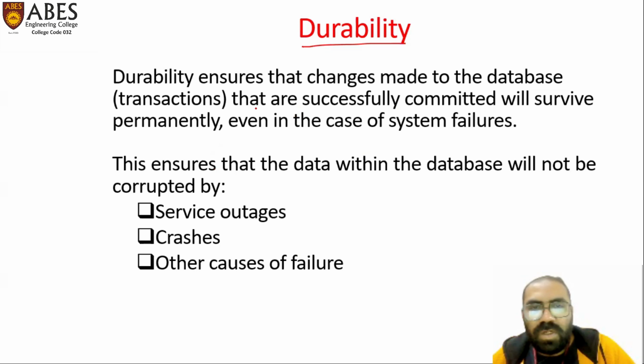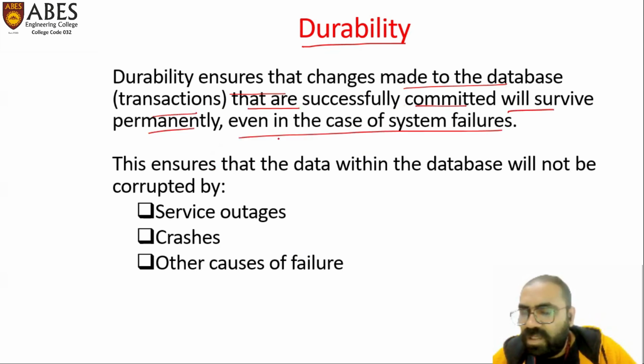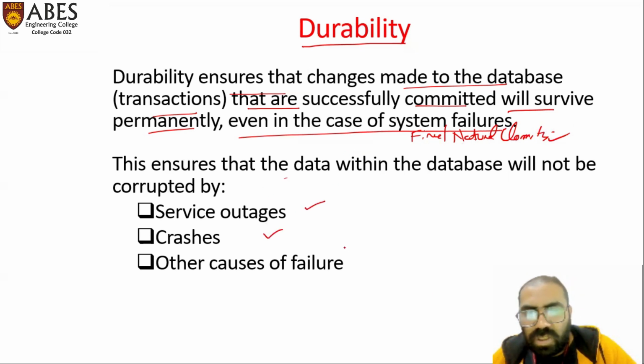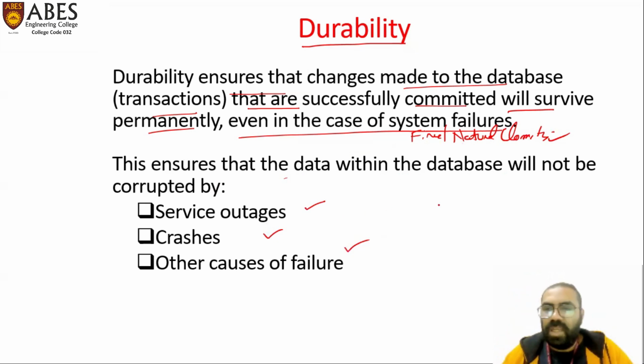Durability ensures that changes made to the database by transactions that are successfully committed will survive permanently even in the face of system failure. System failures can be fire, natural calamity, and many other things. The data within the database will not be lost due to service outages, crashes, or other causes of failures. Whenever the transactions have been completed, whatever data has been changed will be updated in the database and it will survive these events.